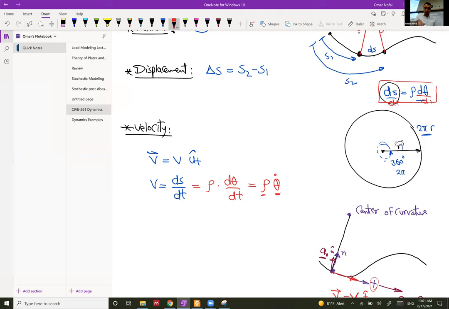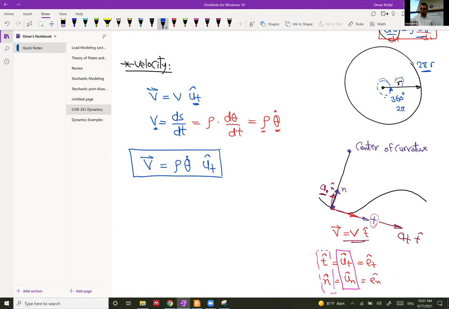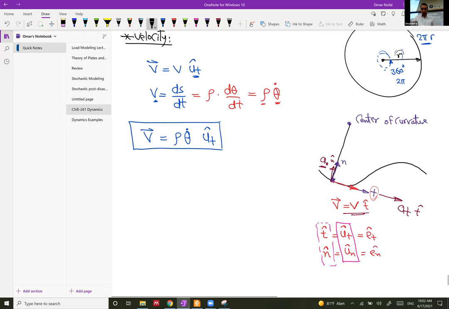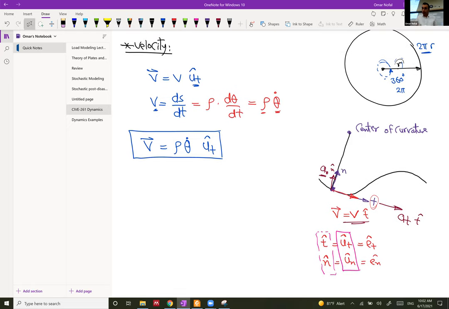And if we want to write the v vector in a final form, it will be equal to rho theta dot. This is the magnitude, and the direction is ut hat. So we know how the velocity vector looks for a tangent-normal coordinate system. So let's get to the hardest part, which is the acceleration.